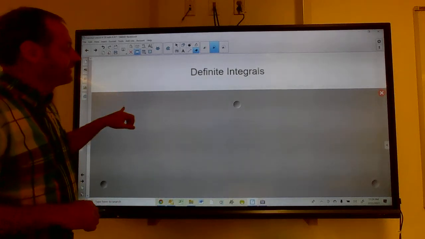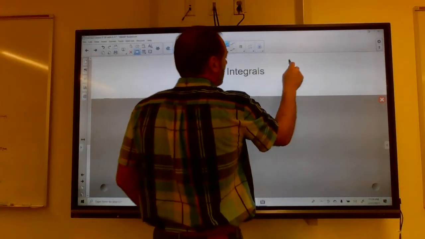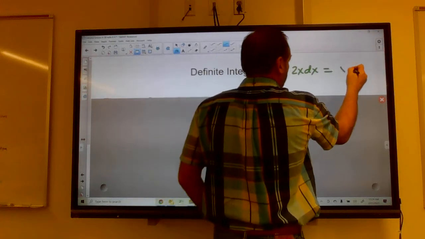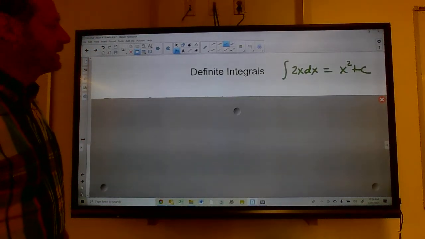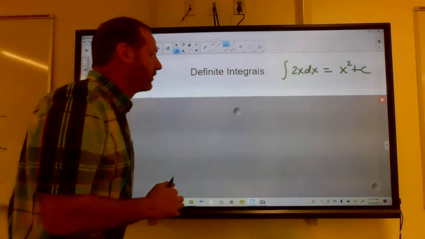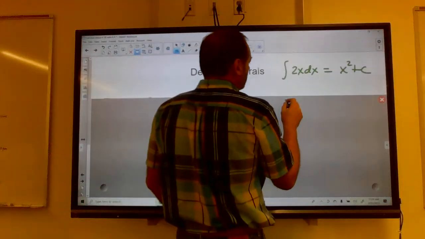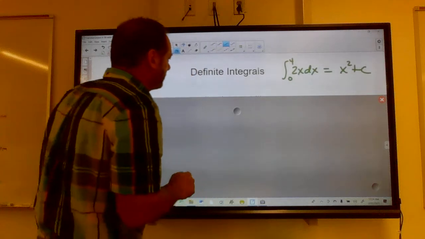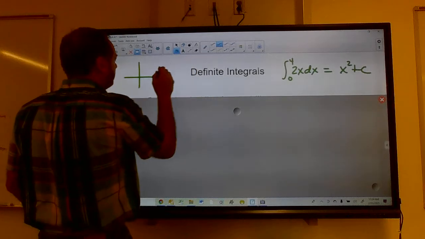So, definite integrals. Up to this point, we've looked at things like the integral of 2x dx, and we figured out that that was x squared plus c. That's an indefinite integral because there are no borders on this. With a definite integral, we're going to add something like from 0 to 4. What that does is find the area under the line y equals 2x.